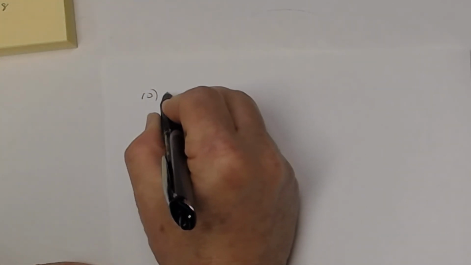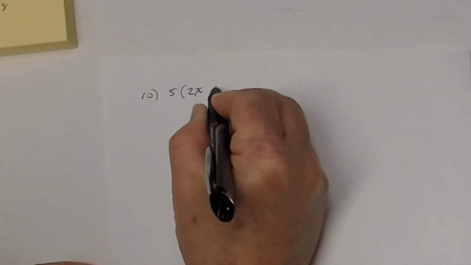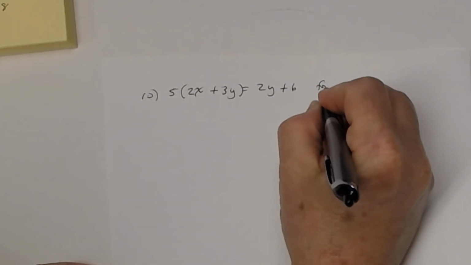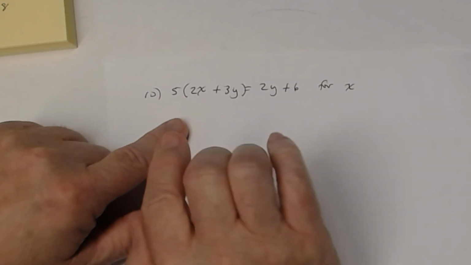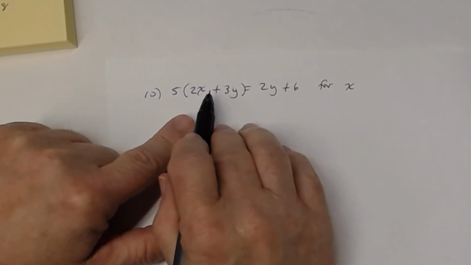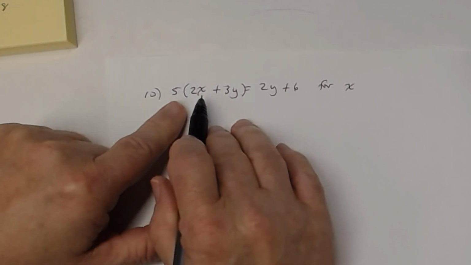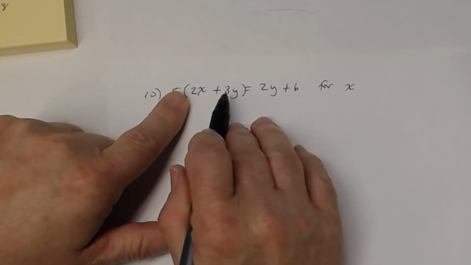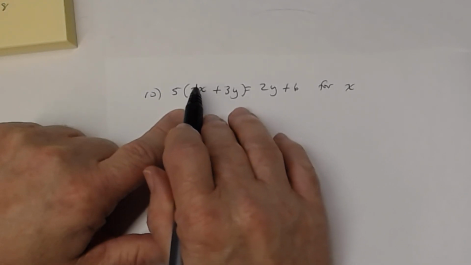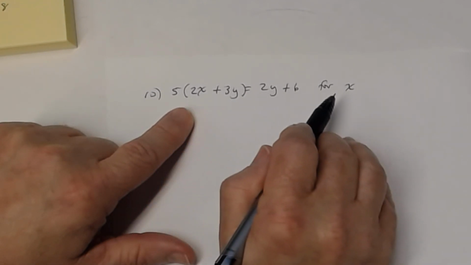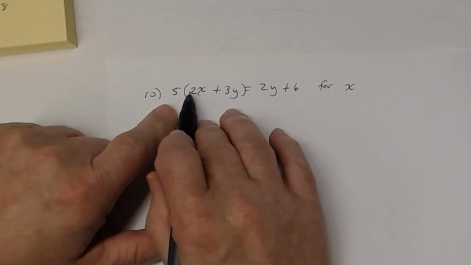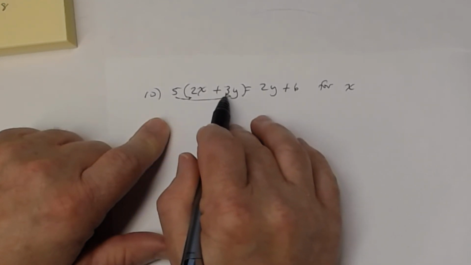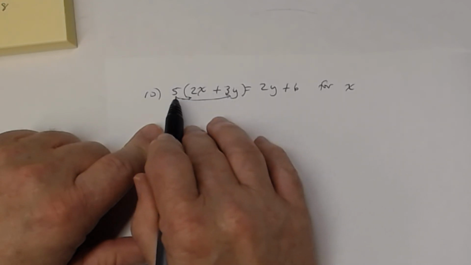Okay, number 10, I have 5 times 2x plus 3y is equal to 2y plus 6. And let's say you want to solve for x. So notice that the variable x only shows up on the left-hand side. And when I look at where it shows up, this set of parentheses is made up of 2 terms. So if you think about it, this term here that involves the variable I'm looking for is part of this expression right here. So what you may want to do at this point is go ahead and use the distributive property. So we're going to multiply both of those terms by 5.